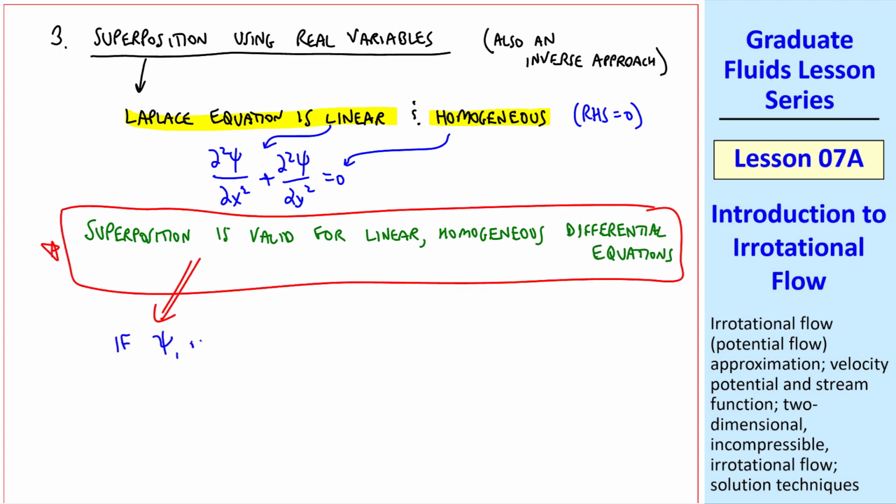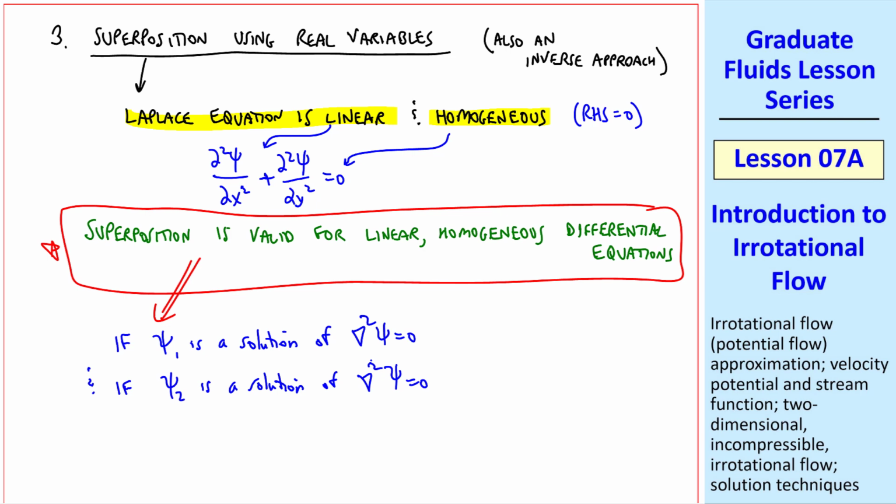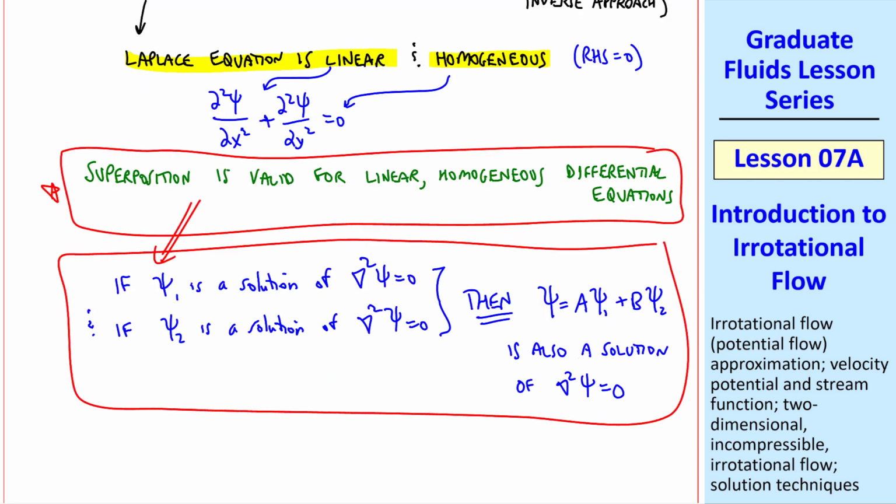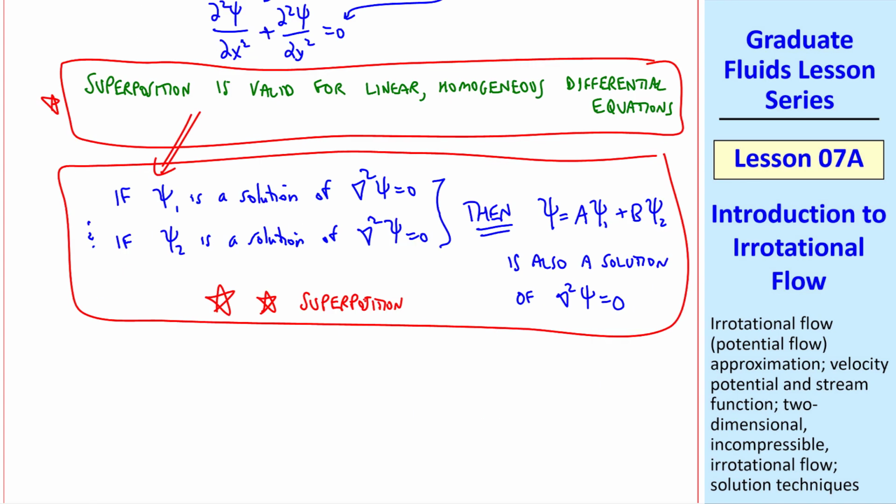What it means is that if psi1 is a solution of a Laplace equation, and if psi2 is a solution of the Laplace equation, then psi equals some constant times psi1 plus some other constant times psi2 is also a solution of the Laplace equation. This is the concept of superposition. Note that we could do the same thing with phi rather than psi, but as I said, we generally use psi in these problems because of the boundary conditions and being able to plot the streamlines easily. We'll talk about superposition in more detail in the next couple lessons.